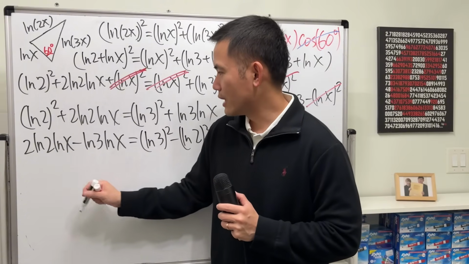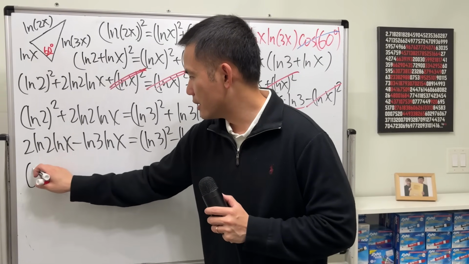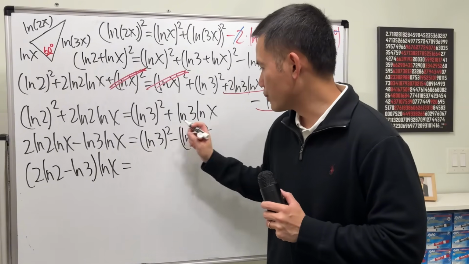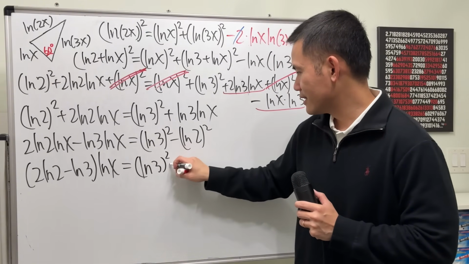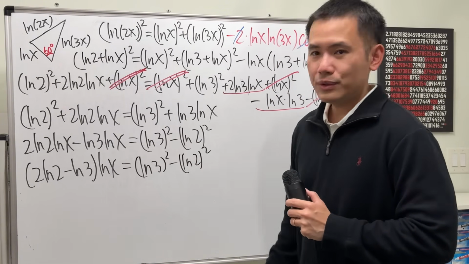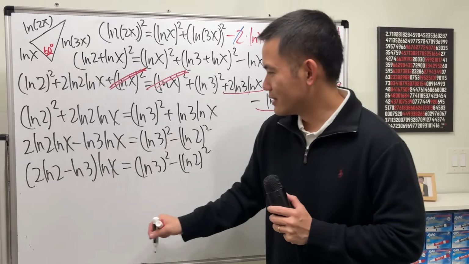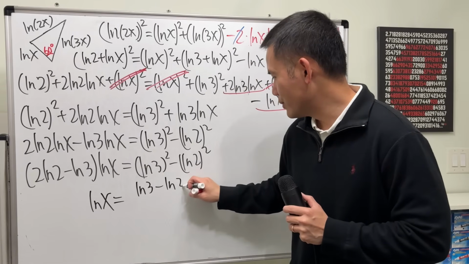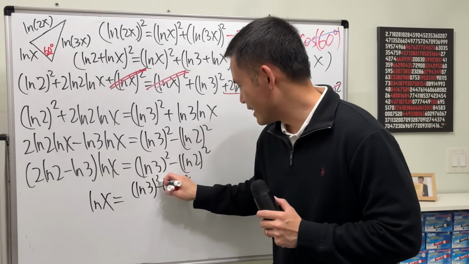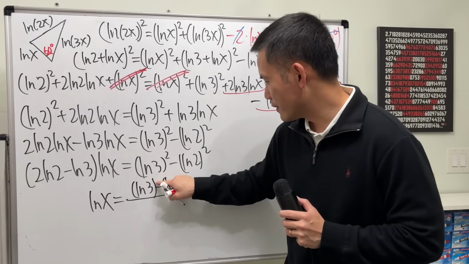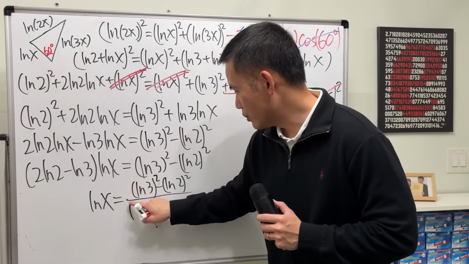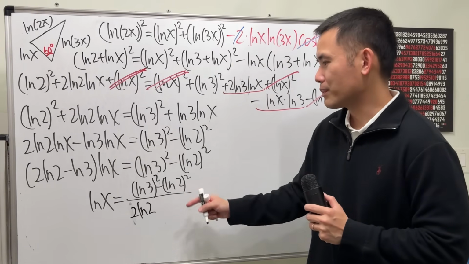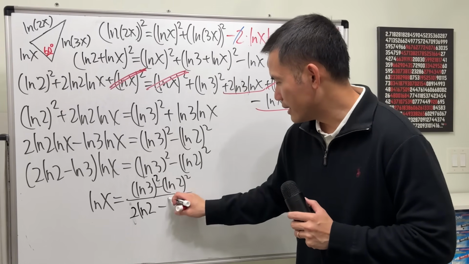And now notice we can factor the ln(x), so I will do that like this. This is 2 ln2 minus ln3, and then we have the ln(x), that's equal to this. And now we just have to divide this, right? So that means ln(x) equals ln3 squared minus ln2 squared, and then divided by that thing, which is 2 ln2 minus ln3. Of course, you can also write this as ln4 if you would like, but let me just keep it as 2 ln2 minus ln3.